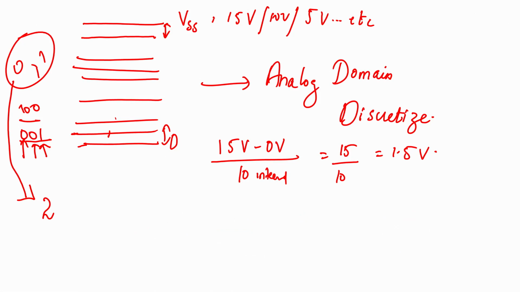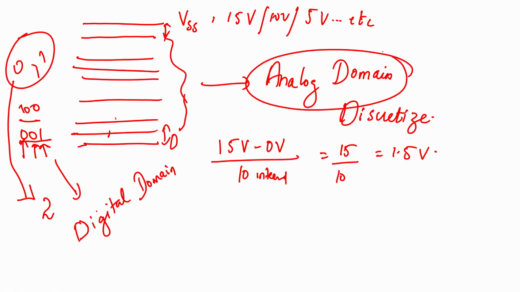So, what did we understand now? The number of digits that will be there in your digital domain, this is your digital domain, depends on the number of levels that you want to fix in your analog domain. So, this is how you travel from your analog domain to your digital domain.